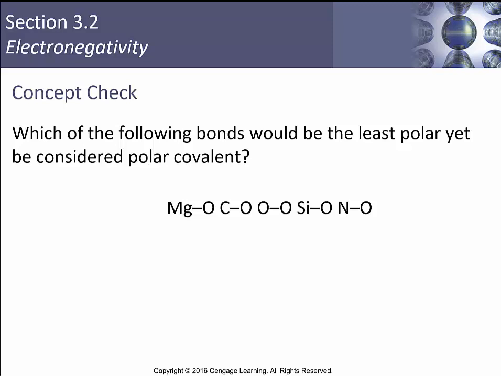Oxygen is going to have an electronegativity of 3.5. Magnesium is going to have an electronegativity of 1.2. Carbon is 2.5. Silicon is 1.8, and nitrogen is 3. So the one that is going to be least polar but still be considered a covalent bond will be the silicon-oxygen bond. This magnesium one is a little bit too much. This oxygen-oxygen bond is a little bit too little.